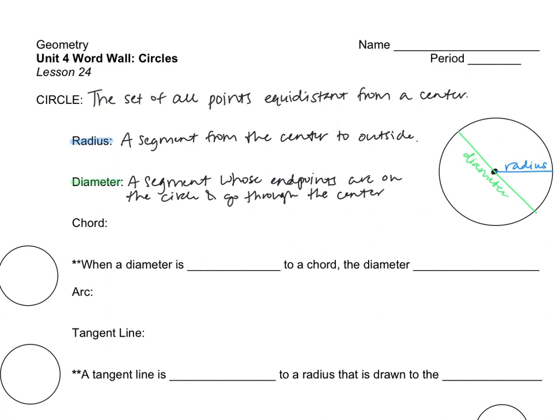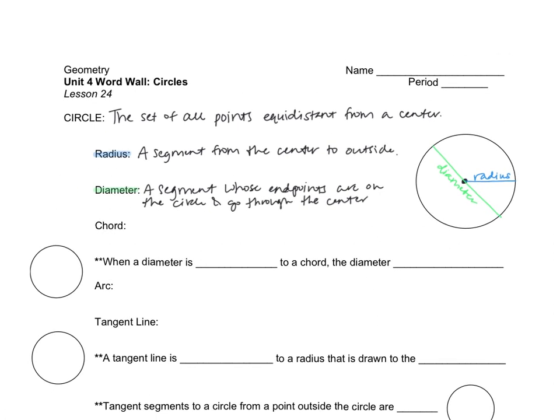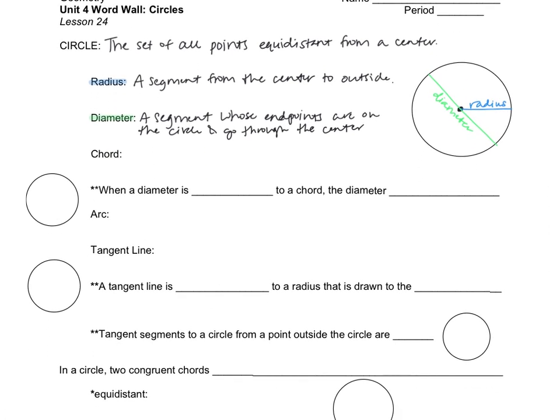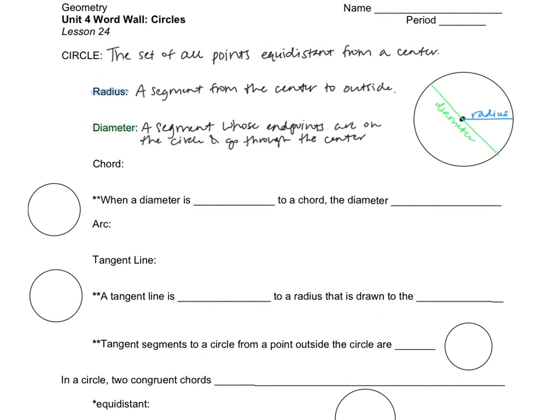Now we're going to come back and go through some of these other vocab words, but we're going to go down a little bit to where it says tangent line, and fill in that definition, because we know what that is. We know a tangent line is a line that touches the circle exactly once. So we're going to say that it's a line that touches the circle only once.